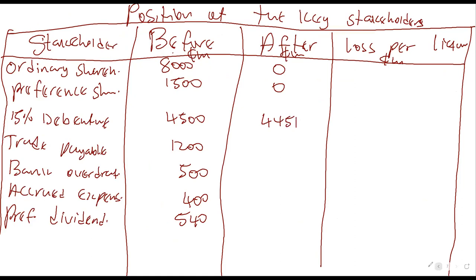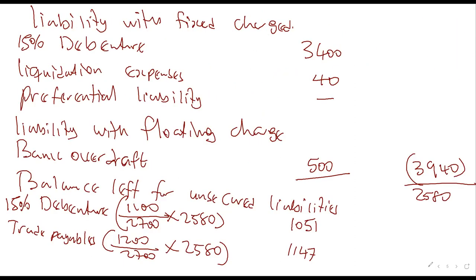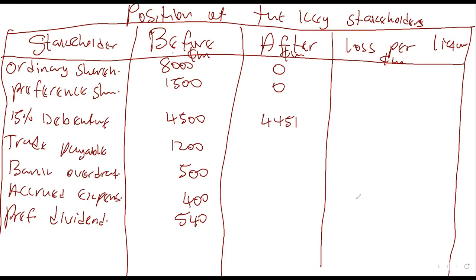Trade payable also appeared to be 1,147. Bank overdraft, they had their money intact, 500. This one they had 382, but they also had 0.